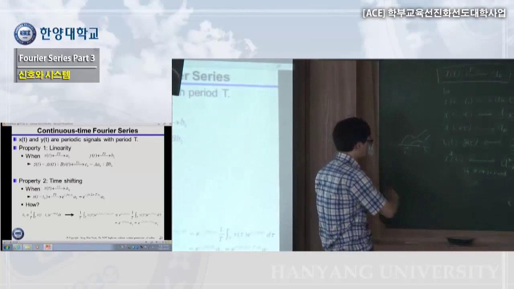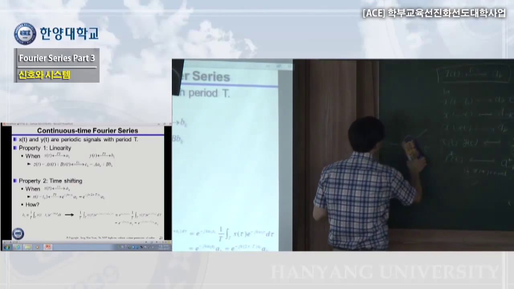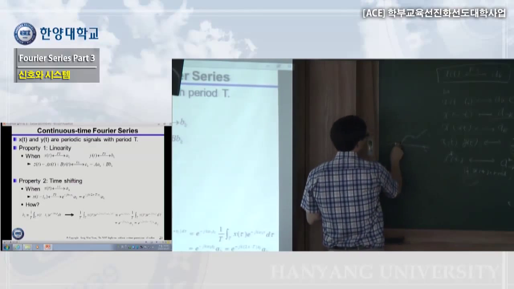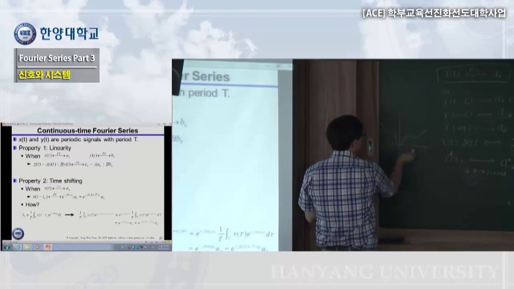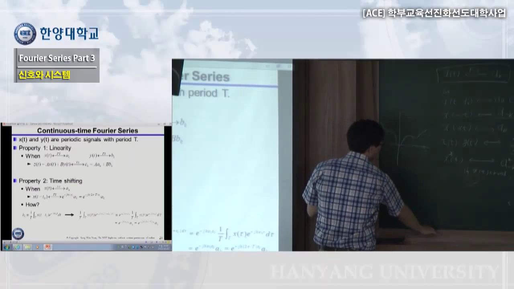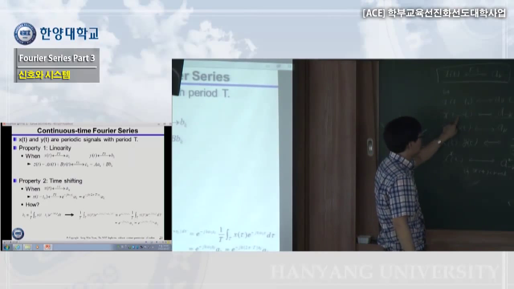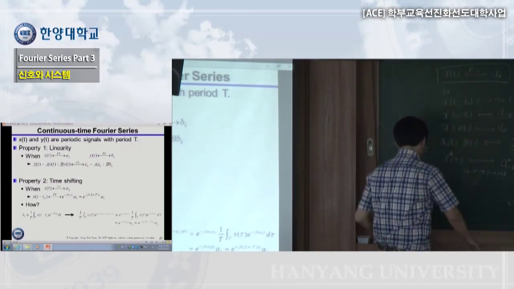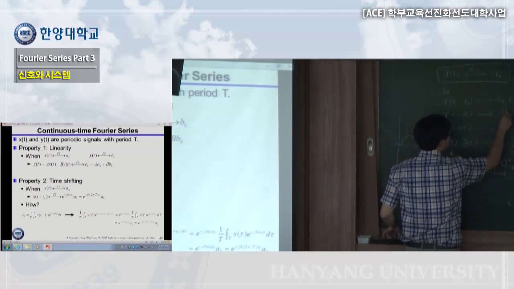If you reverse the signal by time, then the property will be A minus K. So there will be a minus in here.